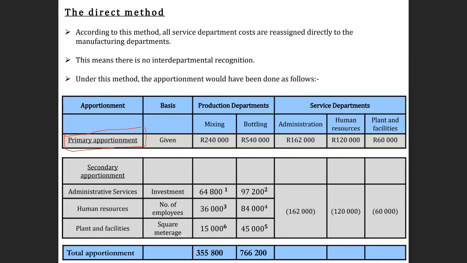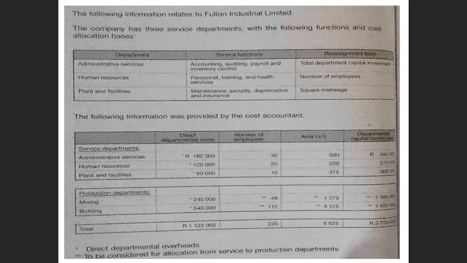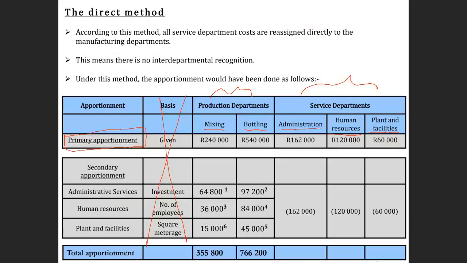You don't have to include this column. You have two production departments, that was mixing and bottling. And then you have the three service departments, which is administration, HR, and then your plants and facilities. We literally took the information from this column and we copied it into that table. So for mixing and bottling, it was 240,000 and 540,000, which you see here and here.